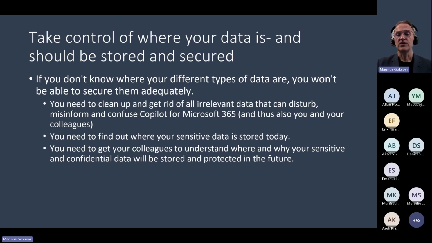Now, if you don't know where different types of data reside, you won't be able to secure them. Therefore, you should take control of where your data is and should be stored and secured. Therefore, you need to clean up and get rid of all irrelevant data that can disturb, misinform, and confuse Copilot for Microsoft 365, and thus also you yourself and your colleagues. So you need to find out where your sensitive data is stored today, and then you have to get your colleagues to understand where and why your sensitive and confidential data will be stored and protected in the future.